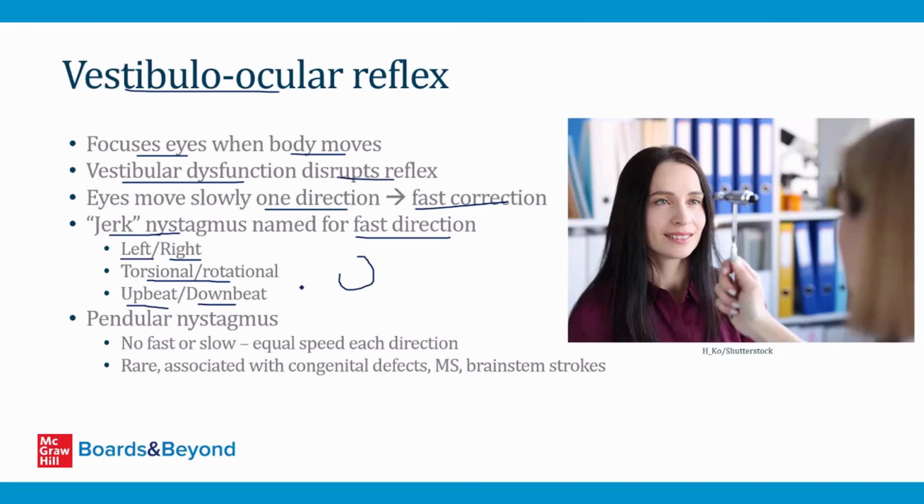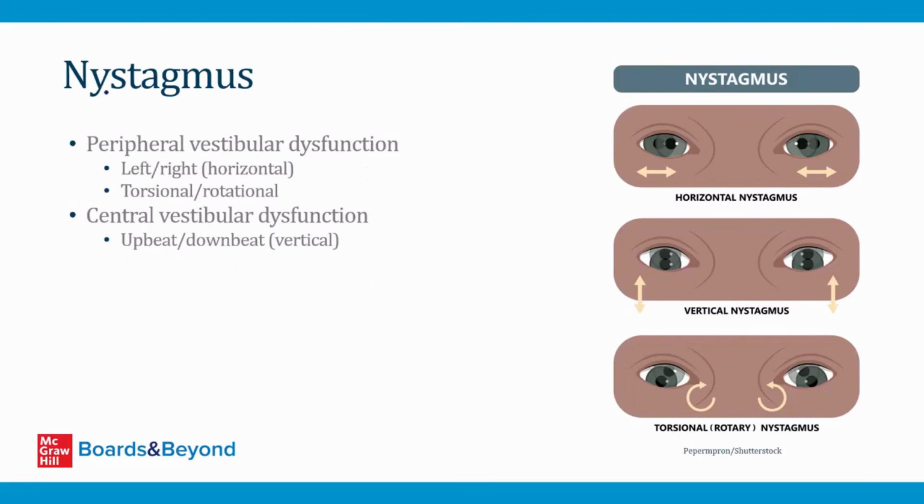One type that you should at least have heard of is called pendular nystagmus. This is a very rare type of nystagmus where there's no fast or slow direction. Basically, the eye moves with equal speed in each direction. This is very rare. It sometimes occurs in children with certain congenital defects of the central nervous system. You can also see it in multiple sclerosis and some types of brainstem strokes. The type of nystagmus that the patient displays tells us something about the underlying cause of their vestibular dysfunction. So let's talk about that now.